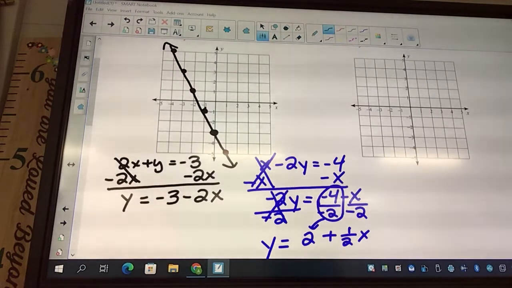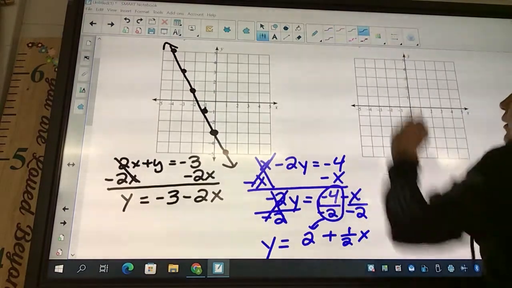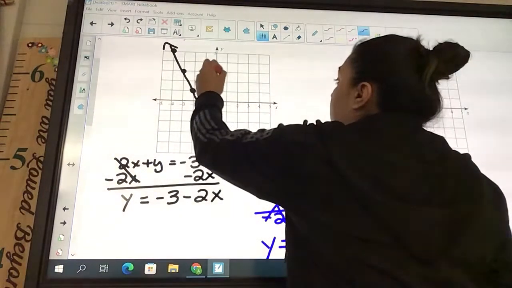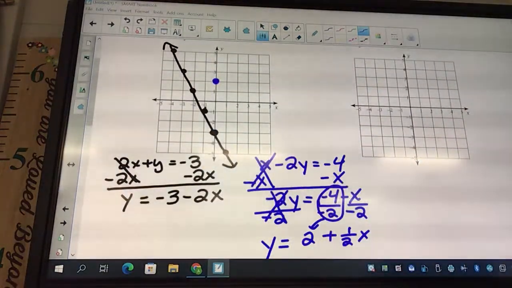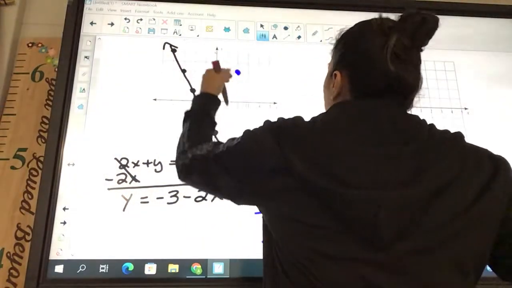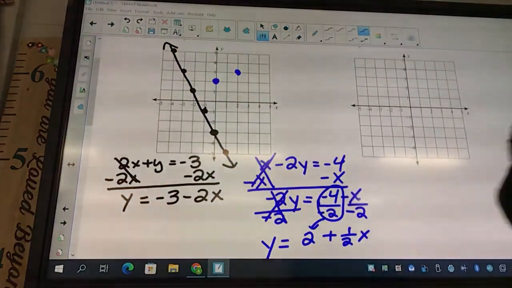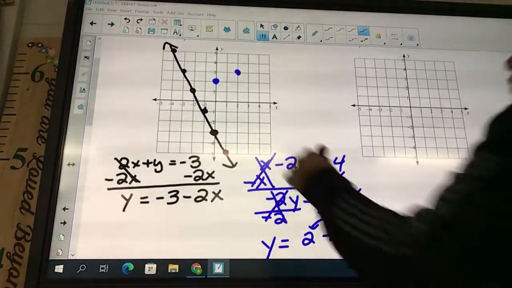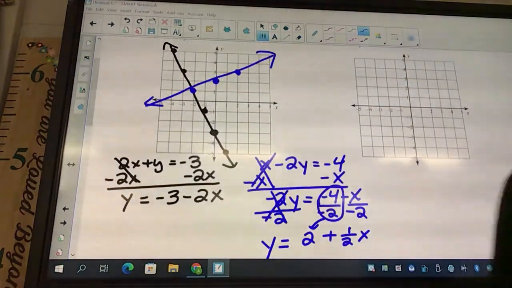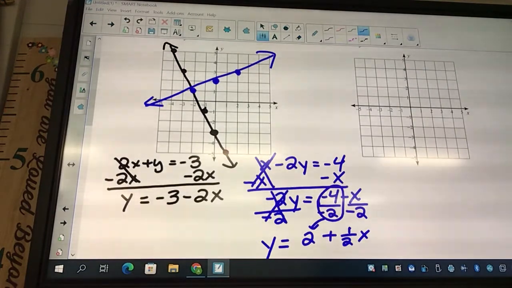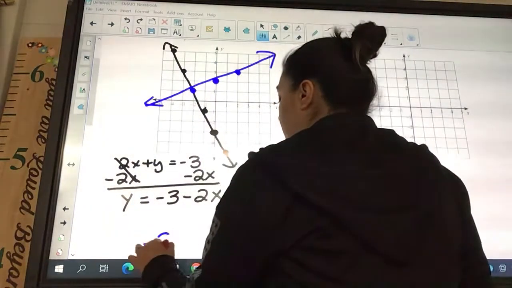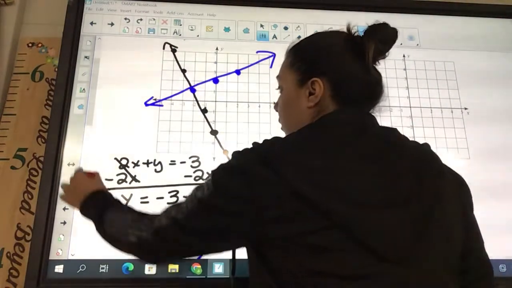Okay, and where does the blue one start out at? 2. So you're going to start it at 2. And our slope is 1 over 2. So you're going to go up 1 over 2. Okay, but no matter how far you go up, you're never going to intersect. So then start going down. Okay, so you go down 1 over 2. Okay, where is that intersection point? -2, 1. Perfect. So that's our actual answer.